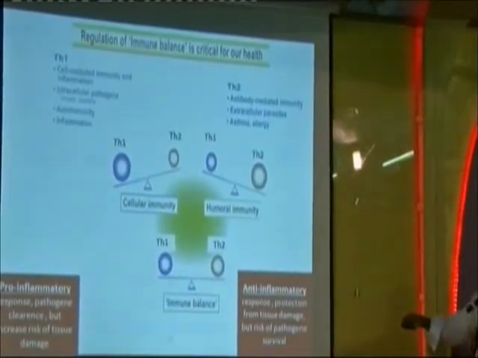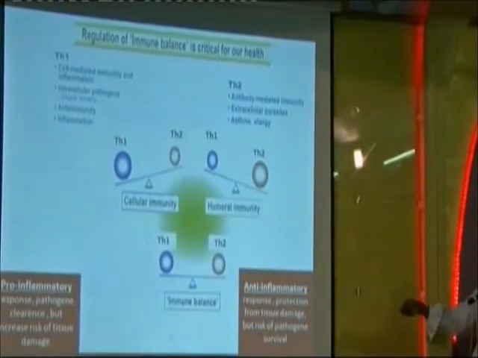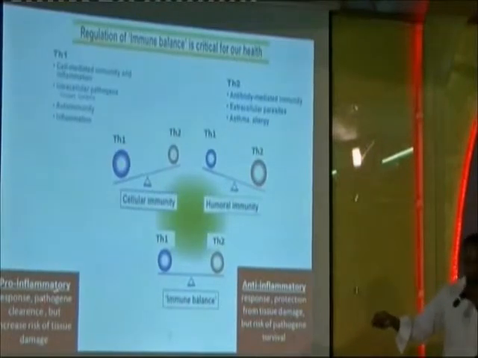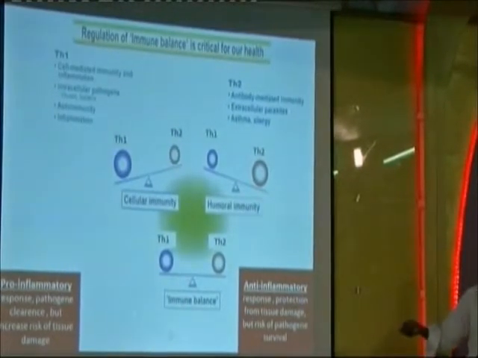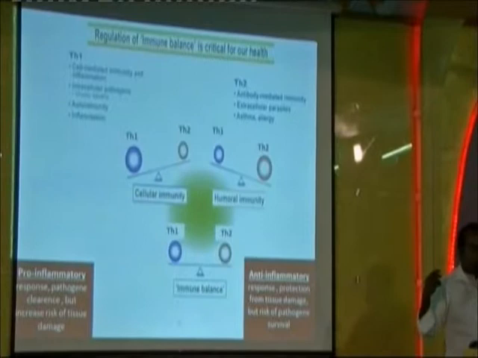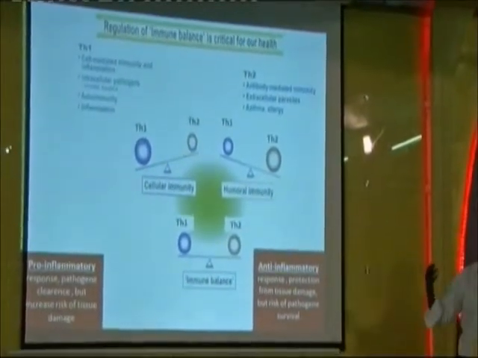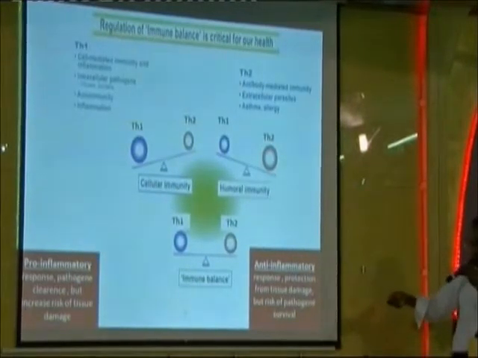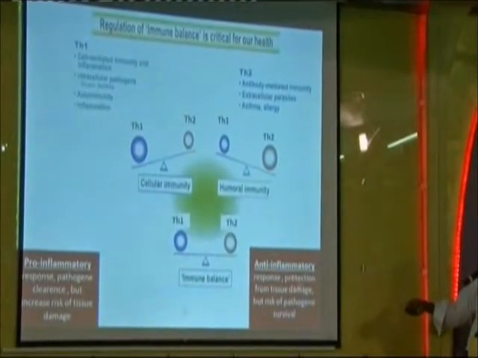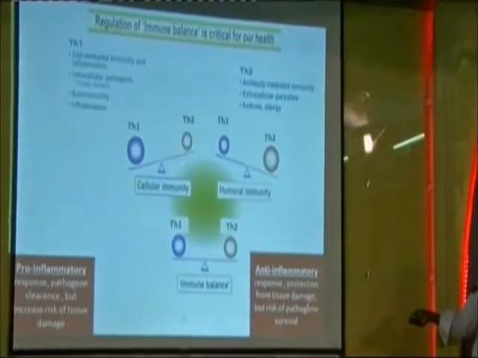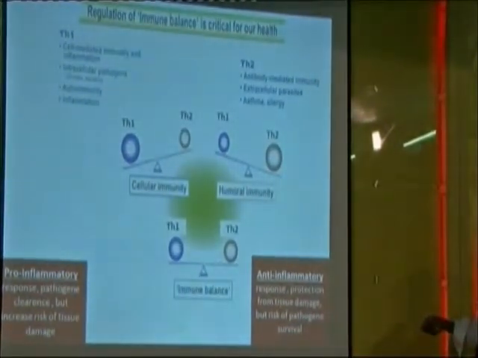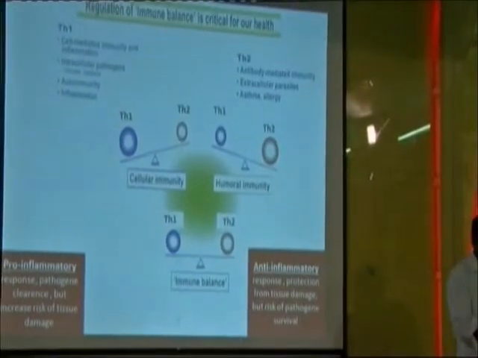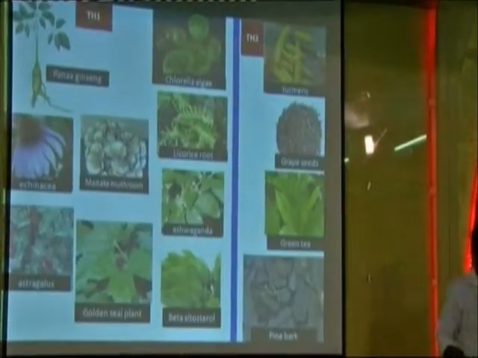So humoral immunity is the antibody immunity, and cellular immunity is the one which has a good robust CTL response. Our aim is to balance both TH1 and TH2. If it is hyperactive on TH1, it is pro-inflammatory. It is going to kill the pathogen, but it will also destroy healthy tissues. And TH2 is anti-inflammatory. It will protect from tissue damage, but there is a risk of pathogen survival. So both ways, you need to balance both.